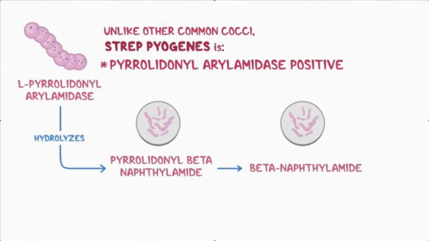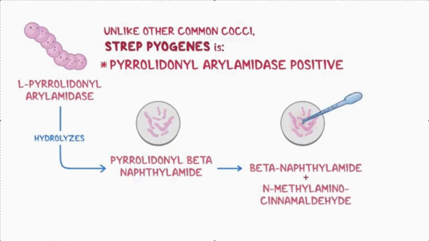Finally, another reagent called N-methylamino-cinnamaldehyde is added to the disc, and it reacts with beta-naphthylamide, resulting in a bright red color that confirms strep pyogenes is pyrrolidinyl arylamidase positive.